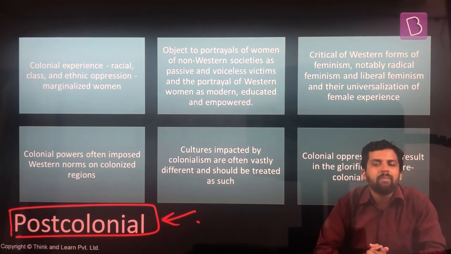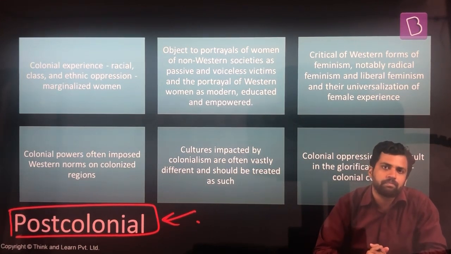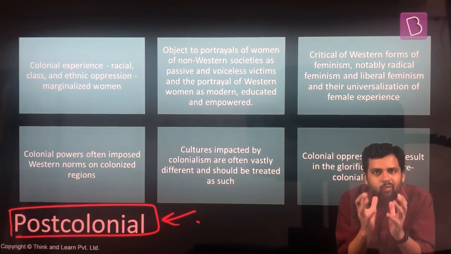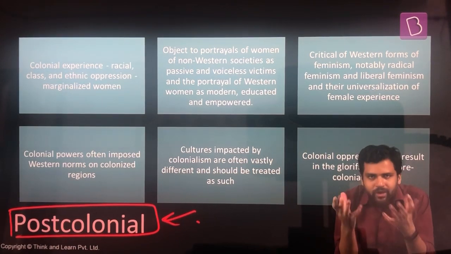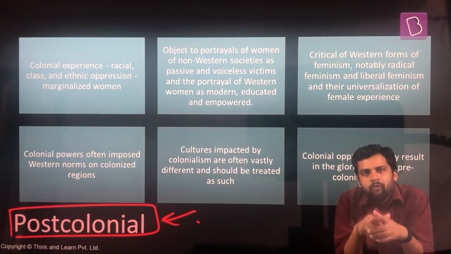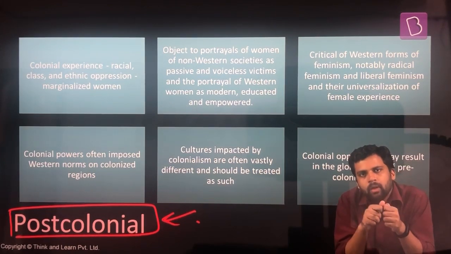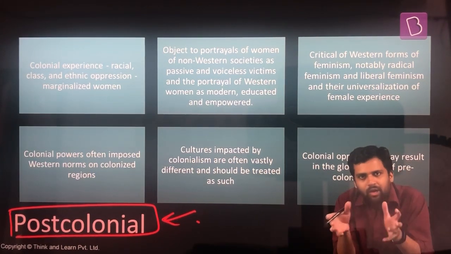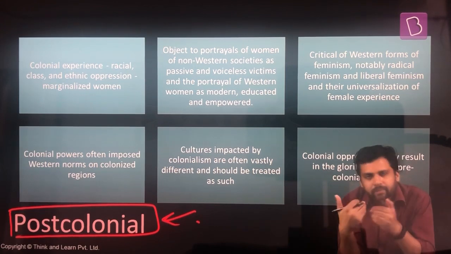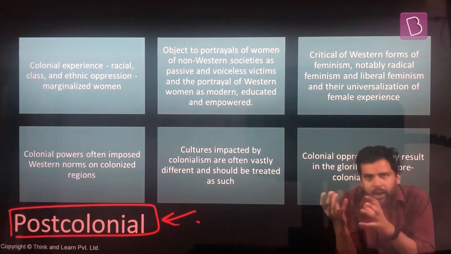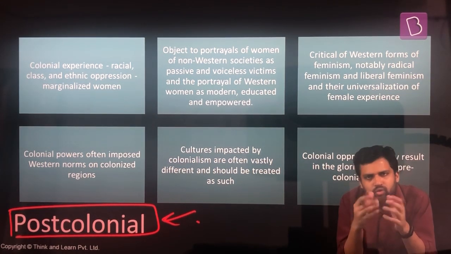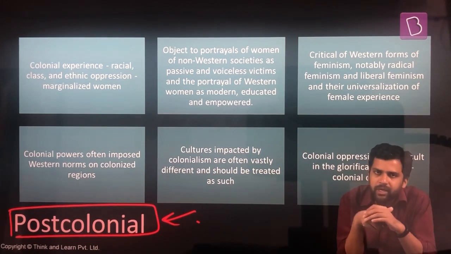Now, what do we mean by post-colonial feminism? We already know what colonialism is. You would have read it in history in detail. We Indians were also subjected to colonial powers. Britain ruled over India for a very long period of time, and after that, the Britishers left. Independent India came into being. So we are also a post-colonial state.